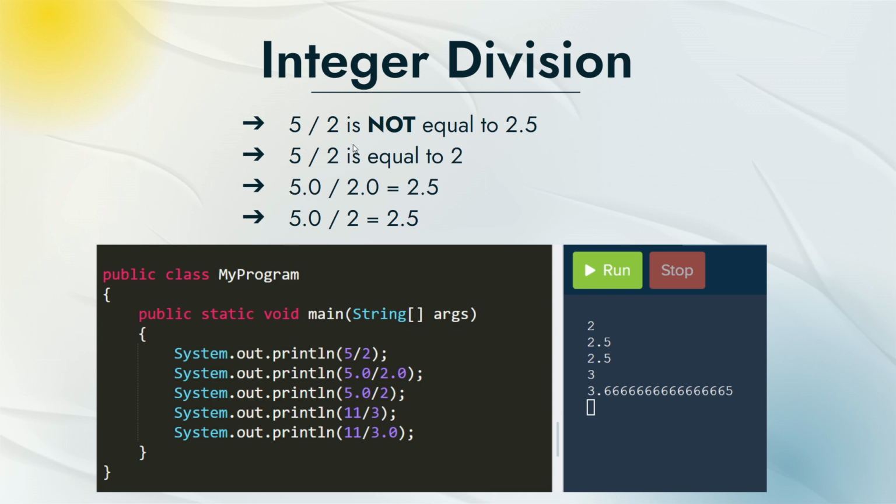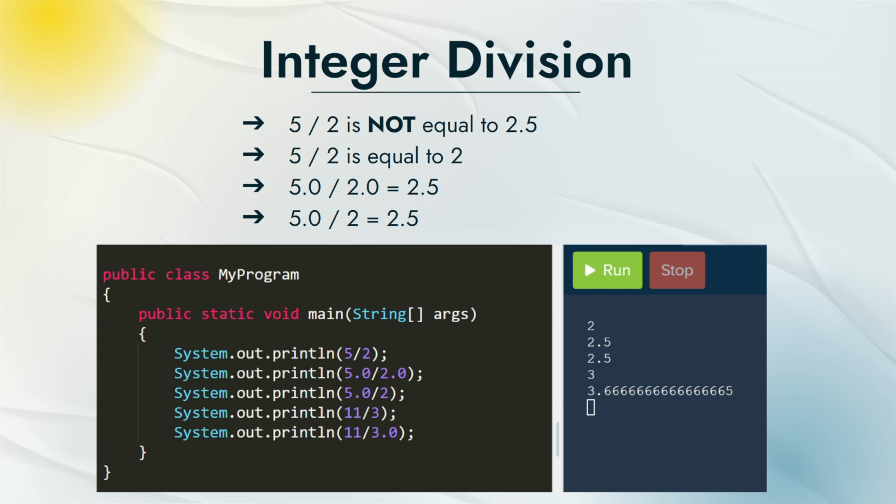So 5 divided by 2 is 2 because everything after the decimal place is gone. Because 2.5, if you take out the decimal, becomes 2. It's not intuitive, but Java technically doesn't round. It just gets rid of everything after the decimal place. However, you can fix this by doing 5.0 divided by 2.0, and that will output 2.5 because 5.0 is a double and 2.0 is a double.